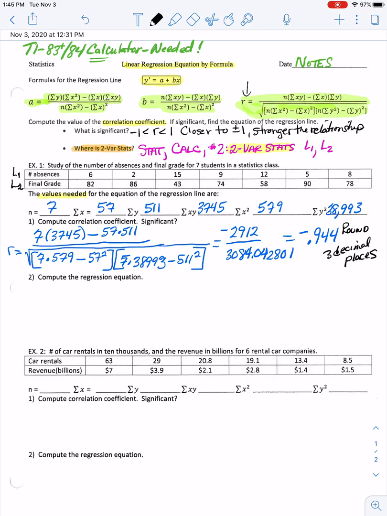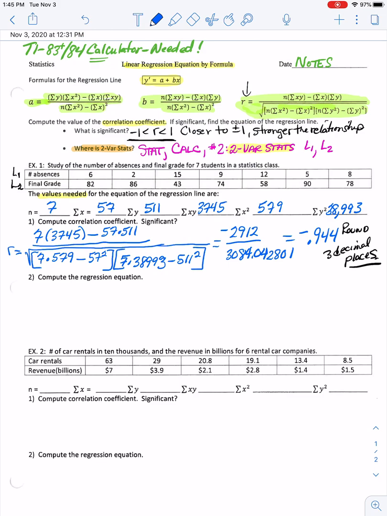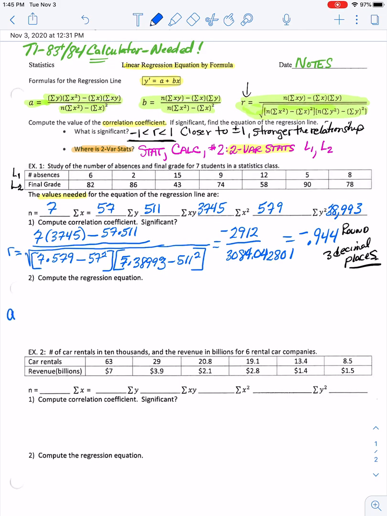Okay, so then the question was, is this significant? And I would say yes, negative 0.94 is in between the negative 1 and 1, significant. So proceed. All right, so now we have to calculate the A and the B values. Let's start with A. And again, it's kind of a puzzle, filling in everything appropriately into that A equation.